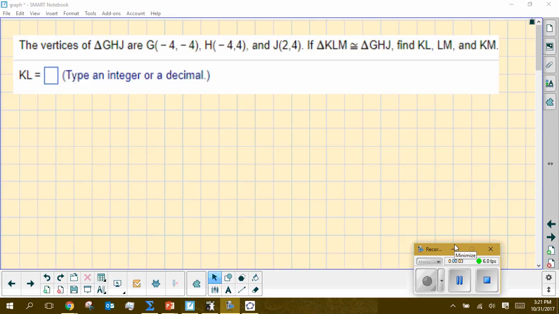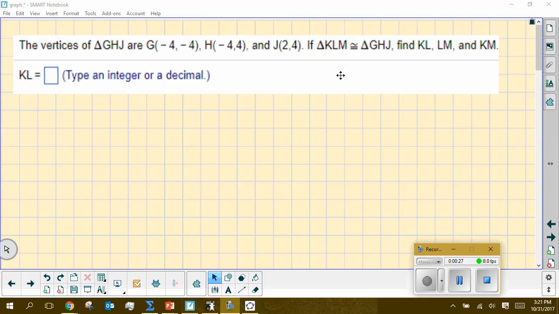Some of you are asking about this question on the homework. The vertices of triangle GHJ are G at (-4, -4), H at (-4, 4), and J at (2, 4). It says if triangle KLM is congruent to triangle GHJ, find KL, LM, and KM. I'm going to do a couple of these. I won't do all of them.